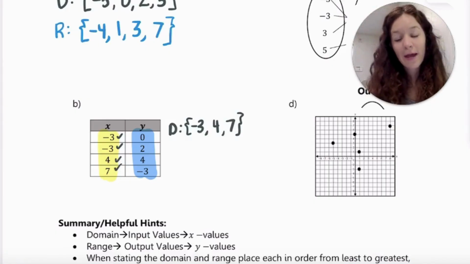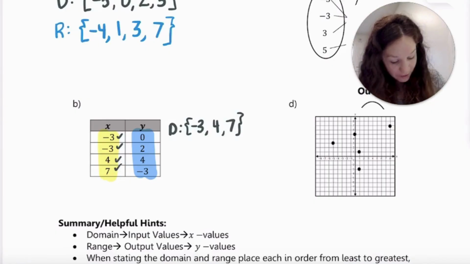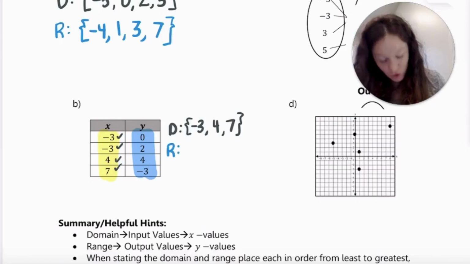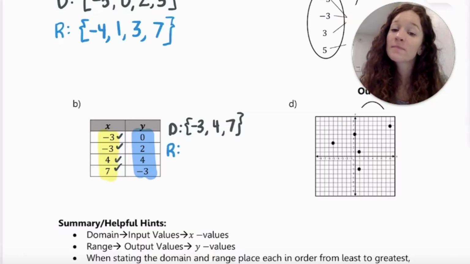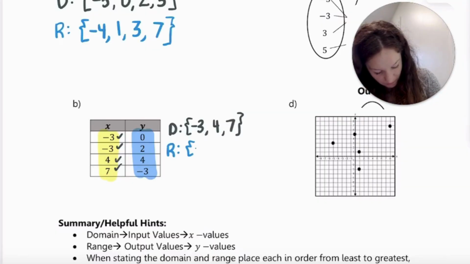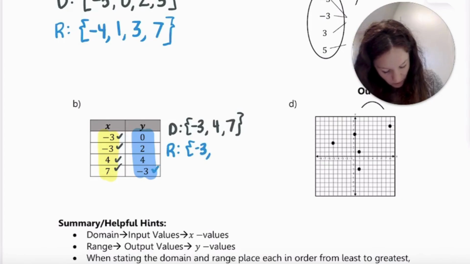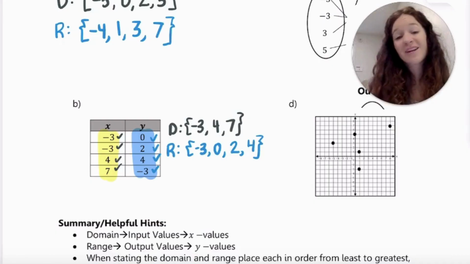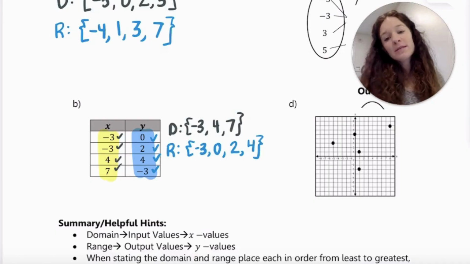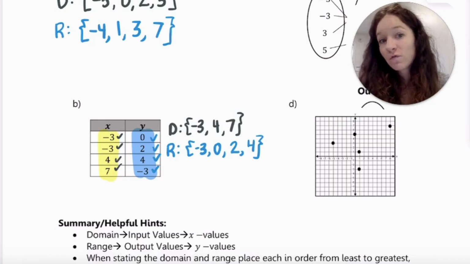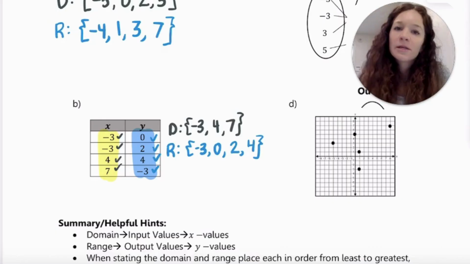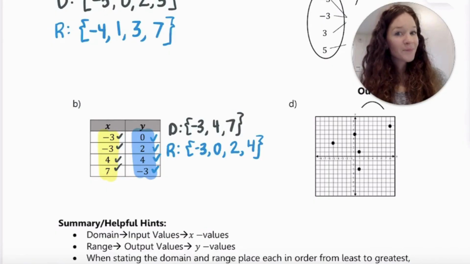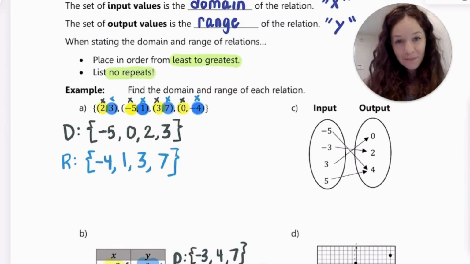Check, check. Okay. Now our range is not necessarily in order from least to greatest, so we want to make sure we're putting them in order from least to greatest. So our smallest value here is -3. We then have 0, 2, and 4. So I put those in order from least to greatest. They didn't have a repeat. So notice in my domain there are 3 values and my range is 4. That's okay. They don't have to be balanced because we're not including repeats. Okay? All right.